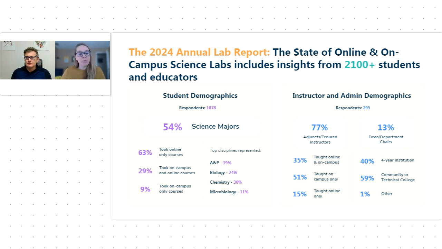Additionally, we saw a nearly equal mix of science majors and non-majors represented amongst our students, with 4 primary disciplines, A&P, biology, chemistry, and microbiology being at the forefront, although there were many others represented. For our instructors and admins, we had just shy of 300 respondents, 77% of which were instructors. Amongst our faculty participants, at least 50% had taught at least one online science laboratory course in the last year. Additionally, we had a slightly higher representation of community college instructors, with 60% of respondents teaching at a community college and 40% at a 4-year institution. So let's dive into the data.